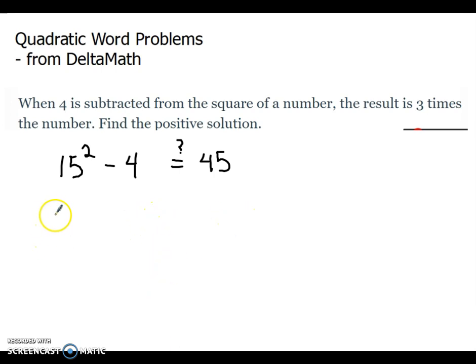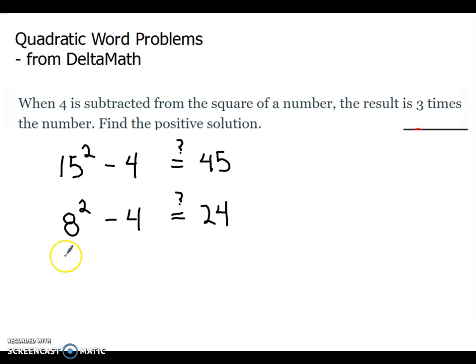So how about if I guess something lower? Let's try 8, and let's check that. When I subtract 4 from the square of that, will I get 3 times 8, 24? Well, 8 squared is 64. 64 minus 4 is not 24, so we got it wrong.